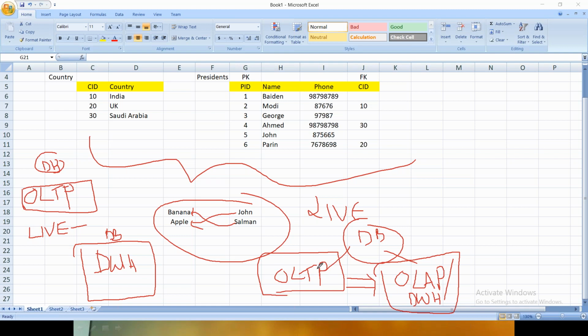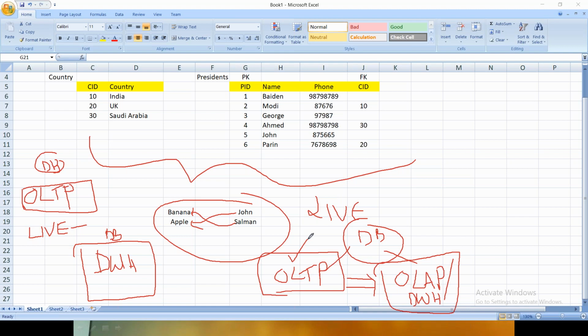So tomorrow, instead of Biden, you will have Bill Gates. Bill Gates can become a president. So Bill Gates data will be available in the OLTP databases. Clear? So this is how the companies are going to maintain the data.